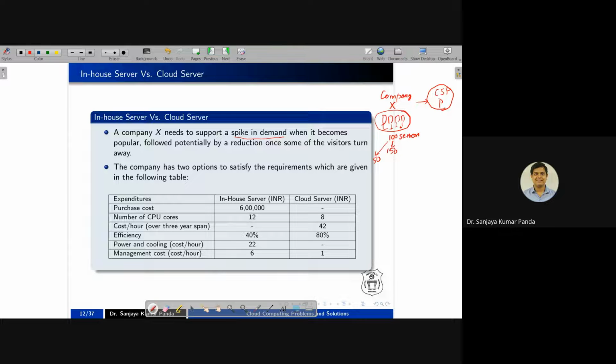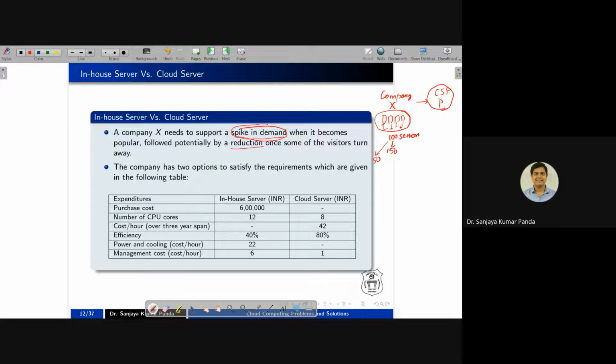But I can take an example of Flipkart or Amazon. Flipkart launches Big Billion Day. Amazon launches the Great Indian Sale. So suddenly there is an increase in the visitors to their site, right? In that case, you have to decide whether maintaining your own server is better or moving to the cloud is better. So when it becomes popular, it is followed potentially by a reduction once some of the visitors turn away. That's why I told you spike in demand either increases or decreases, or increases and decreases very frequently.